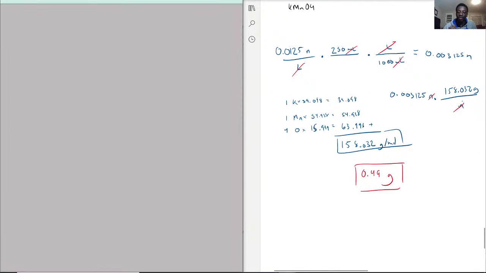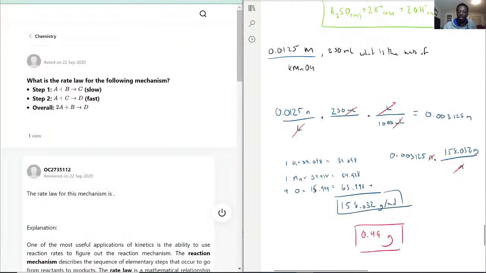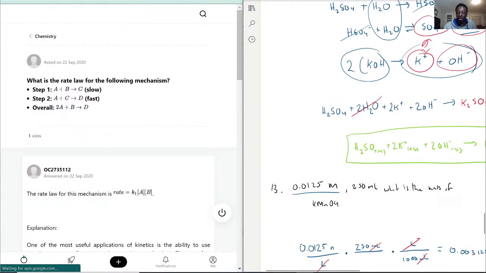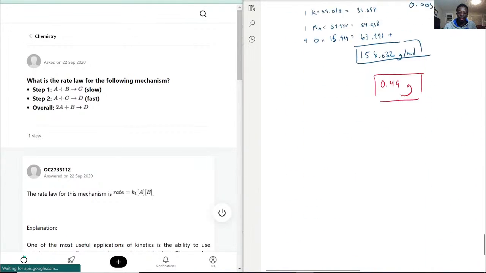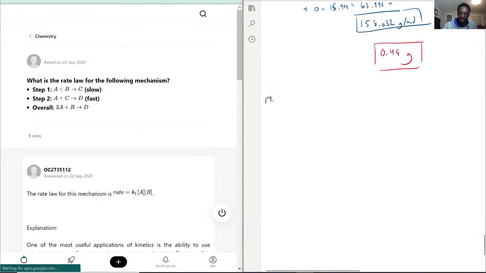And now let's move on to question number 14. This question is asking, what is the rate law for the following mechanism? So this is more of a conceptual question.